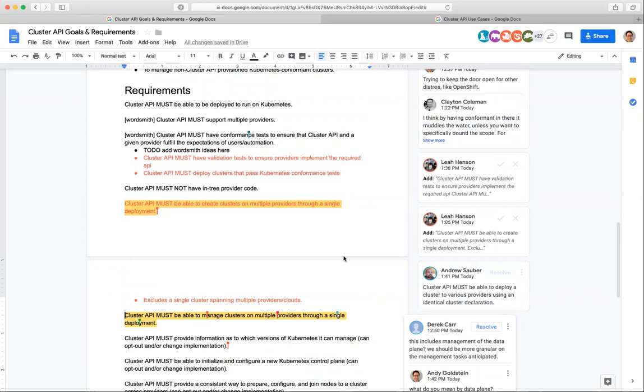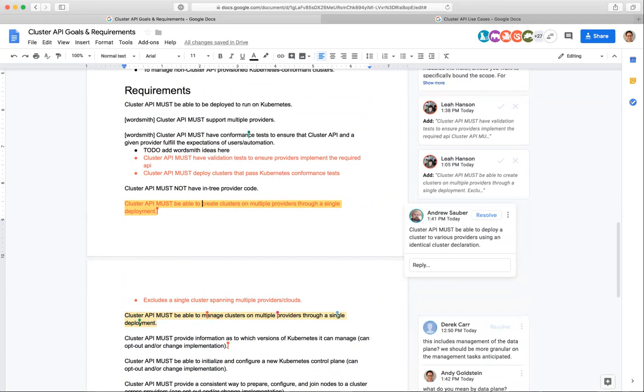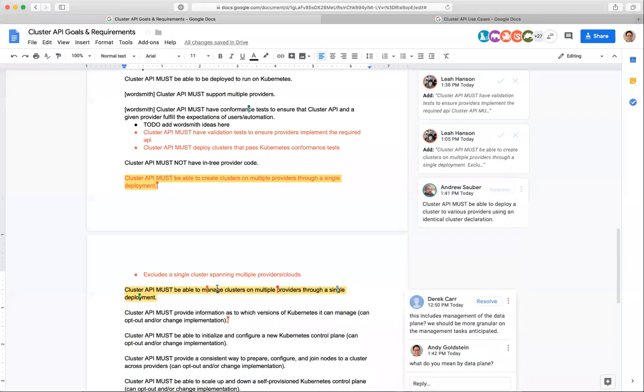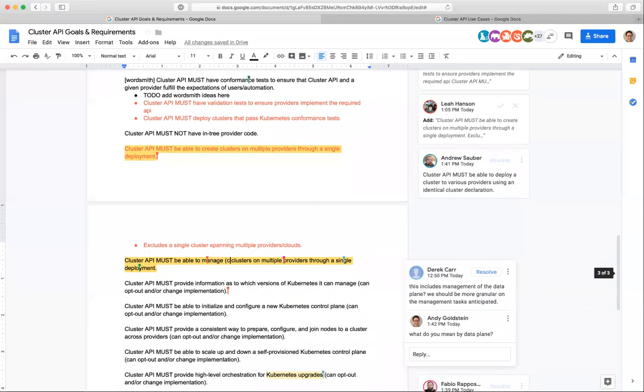And I think maybe we should just be explicit, and every time we say manage, we should say lifecycle manage. Explicit is better than implicit, especially with people who are new coming into this space. So let's be explicit there. We have up here: create, scale, upgrade, destroy.